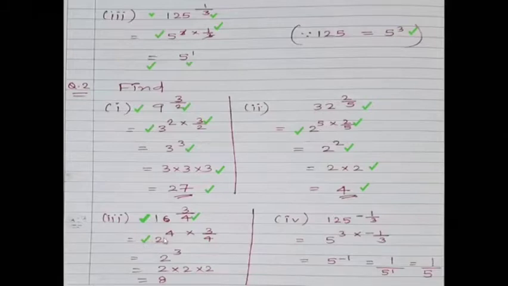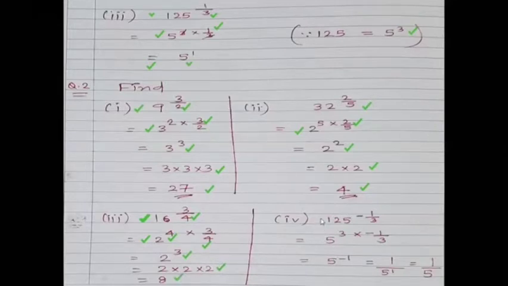Why? Because we want to get rid of the 4 in the denominator of the power. So when 16 is written as 2 raised to the power 4 into the power of the denominator, the 4 gets cancelled out. And what we get is 2 raised to the power 3. So 2 raised to the power 3 basically refers to 2 into 2 into 2, which is 8.